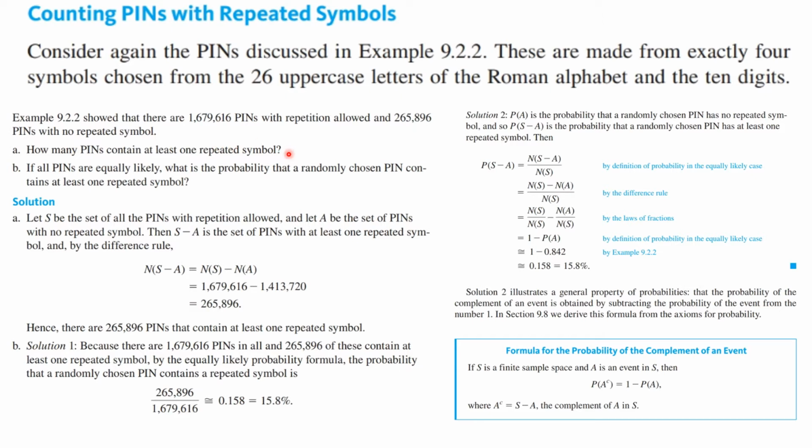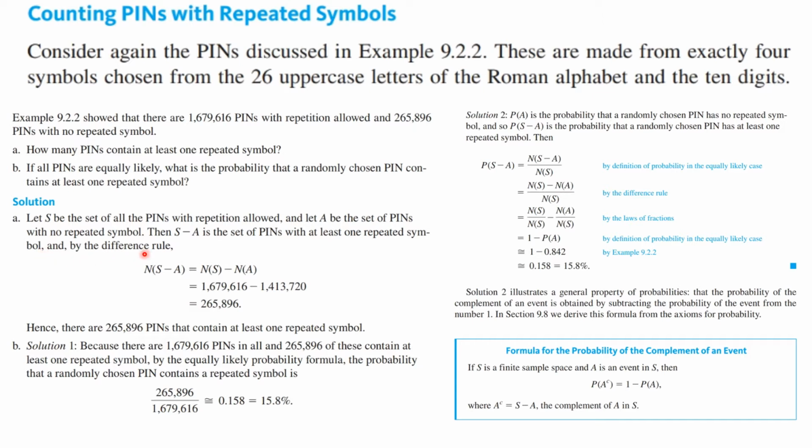So the question I'm asking you now is, how many pins contain at least one repeated symbol? Well, if S is a set of all the pins with repetition allowed, and A is a set of pins with no repeated symbol, then S minus A is a set of pins with at least one repeated symbol. And you want to think about these things as you're doing this problem.